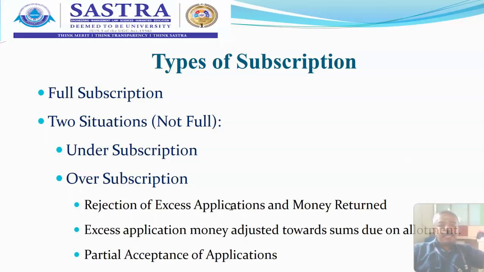So now let me take you to option 1, rejection of excess applications and money returned. That's the first option. So just reject whatever you subscribed, whatever is more than what is required, reject that, and repay the money to them.